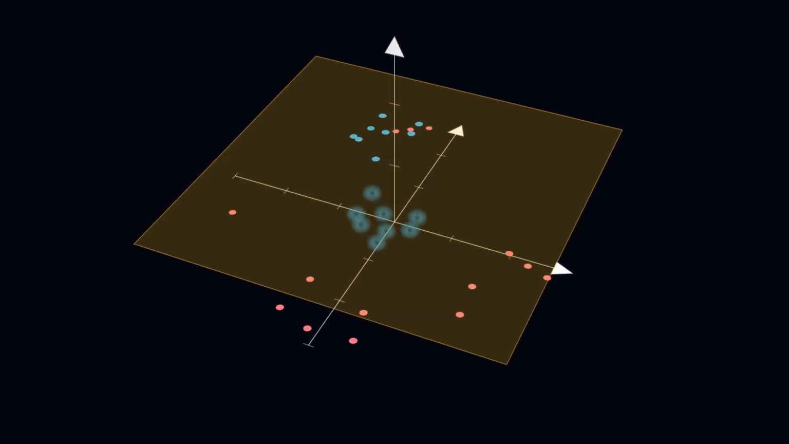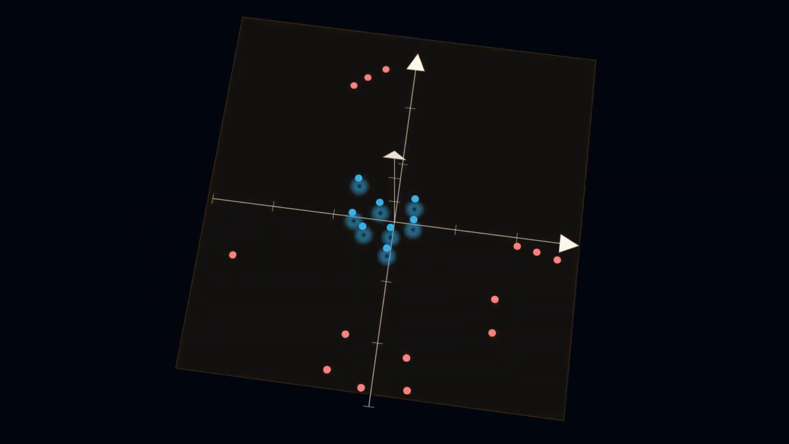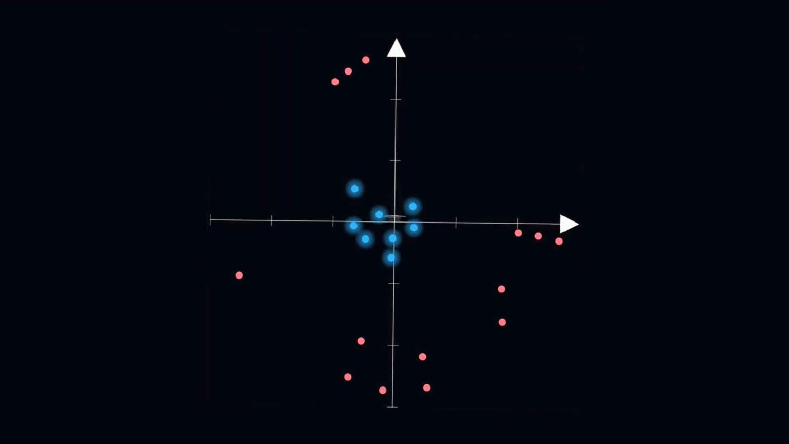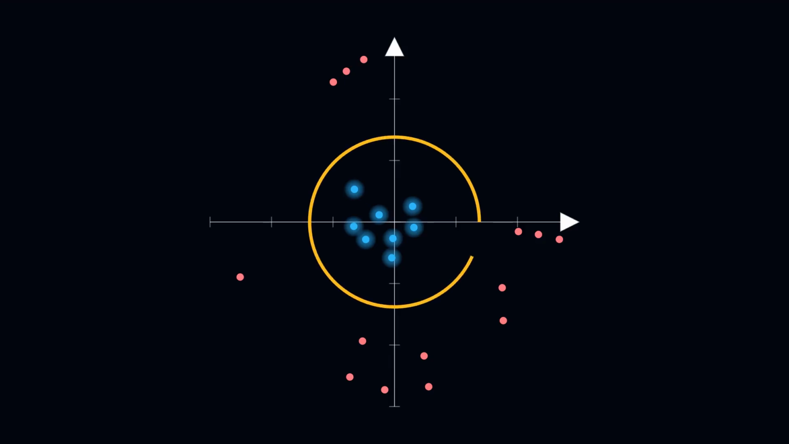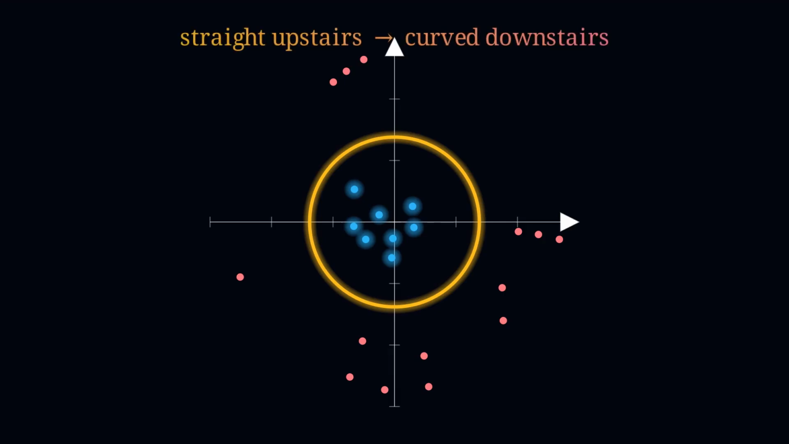As we drop back into 2 dimensions, the flat cut casts a shadow, and that shadow is a curve. Specifically, it's a circle, wrapping neatly around the inner blue cluster. So by taking a stroll through a higher dimension, we conjured a curved boundary in the original one, something a plain linear classifier could never draw. The straightness lived upstairs. Down here it looks beautifully curved. That is the whole idea in a single picture.